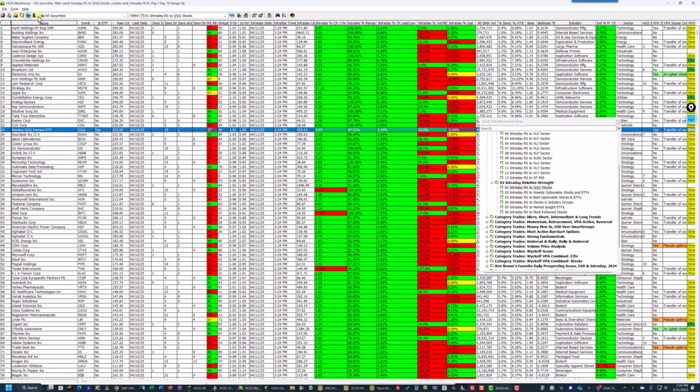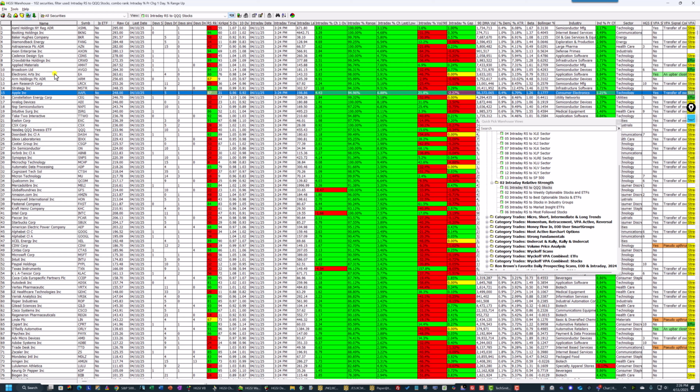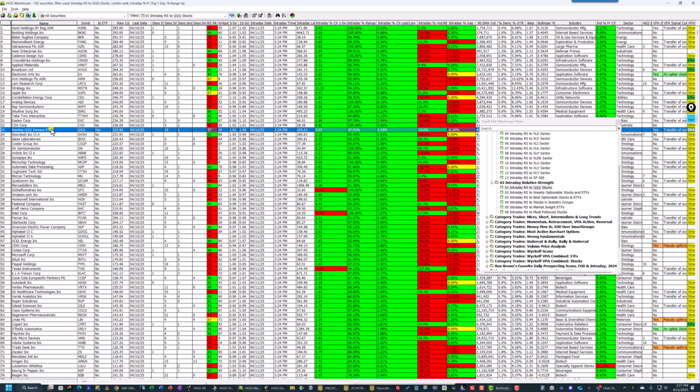Now let's see what's in here. Apple's in here. Apple's done pretty well today. It's been hammered recently because of the threatened tariffs. Okay, here's the Qs. Hit the space bar, SPY. I don't have SPY in here. I guess I just put the Qs in. But that's fine. I just want to see which of these stocks are outperforming the index.